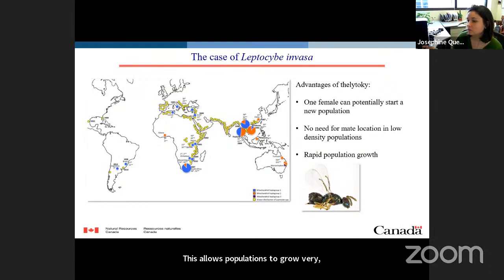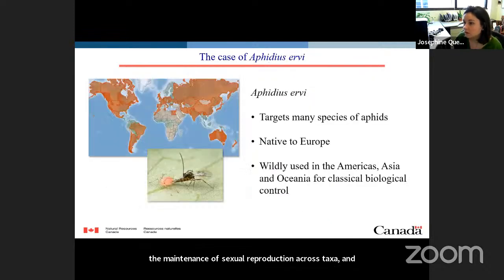So now the question is, if asexual reproduction is so advantageous, why would species even bother using sexual reproduction? And one of the main reasons for the maintenance of sexual reproduction across taxa and also within invasive species is adaptation. So here we have the case of Aphidius ervi, which is a sexually reproducing parasitoid. It targets many species of aphids and is native to Europe, but has been widely used in the Americas, Asia, and Oceania for classical biological control.